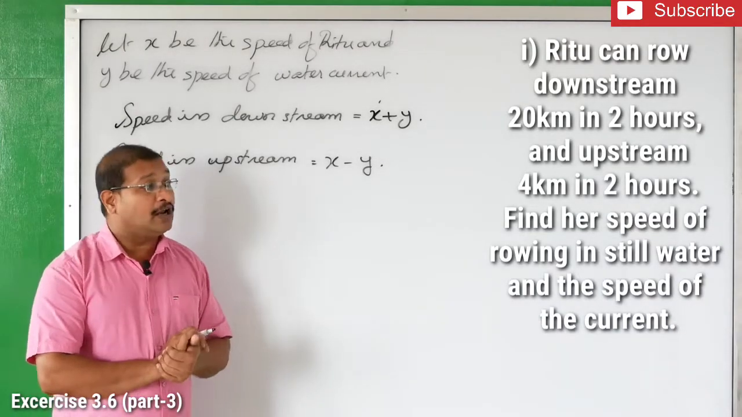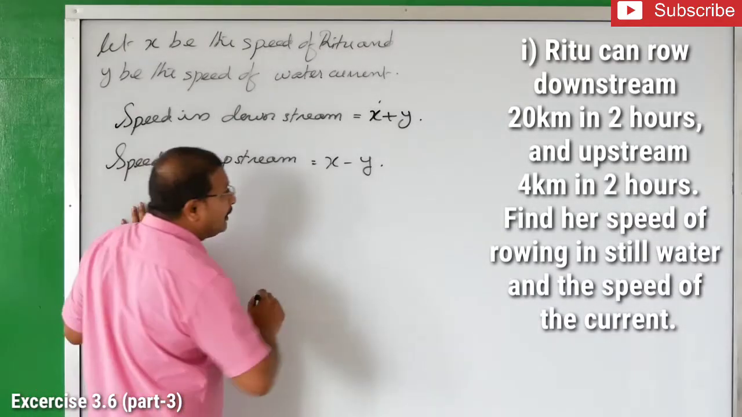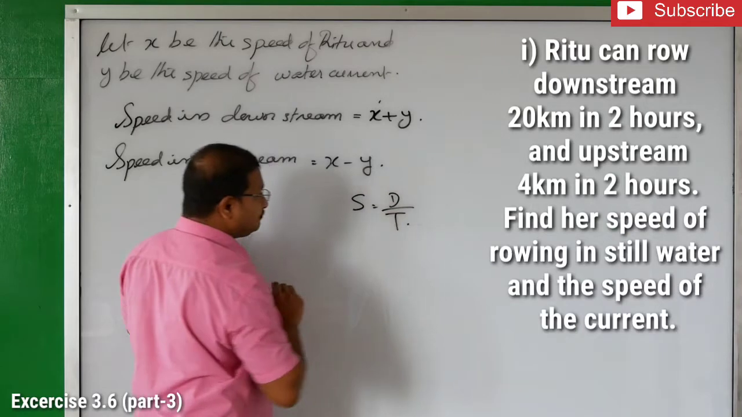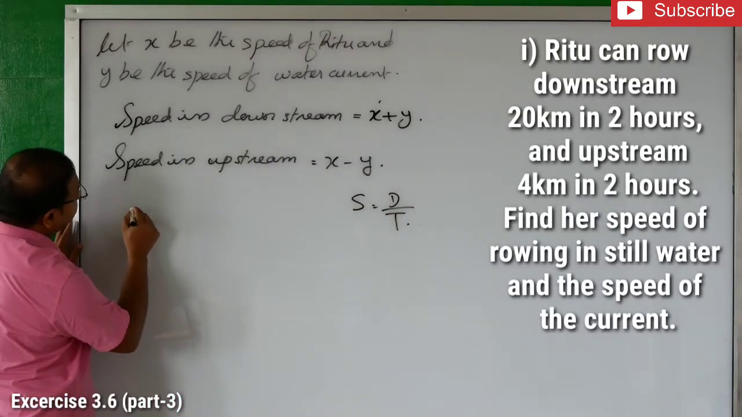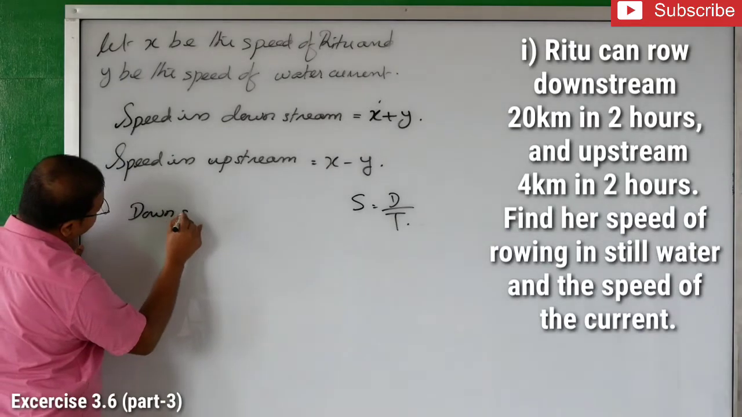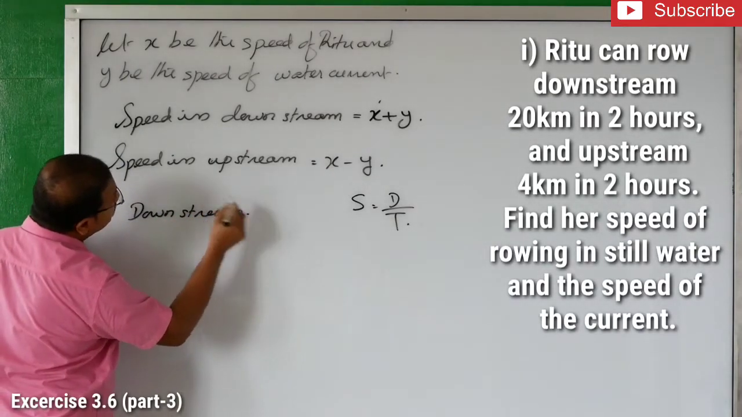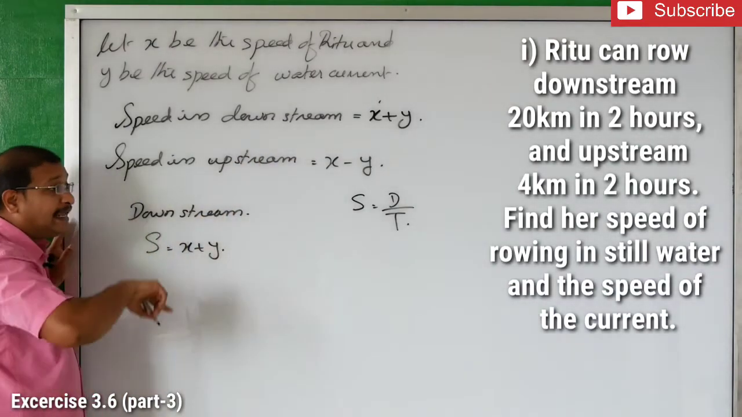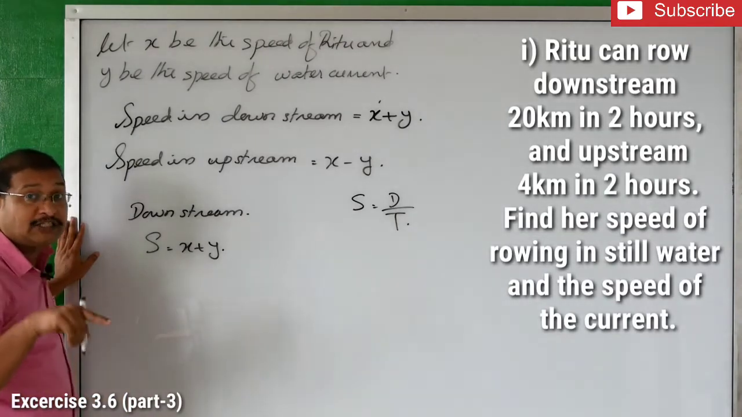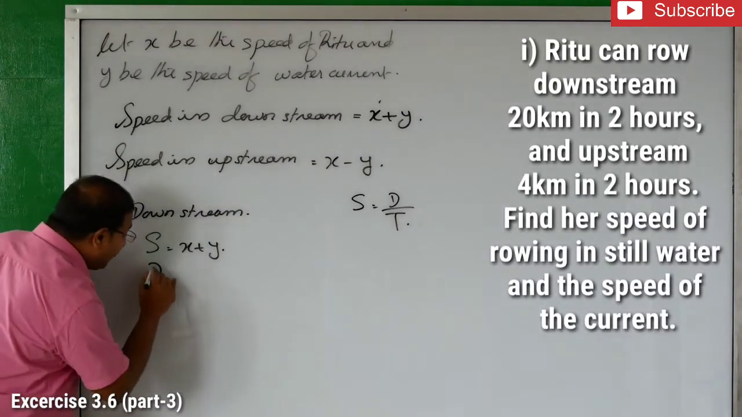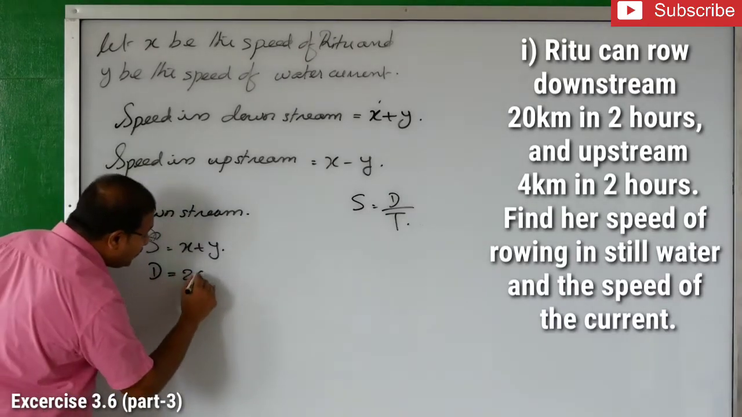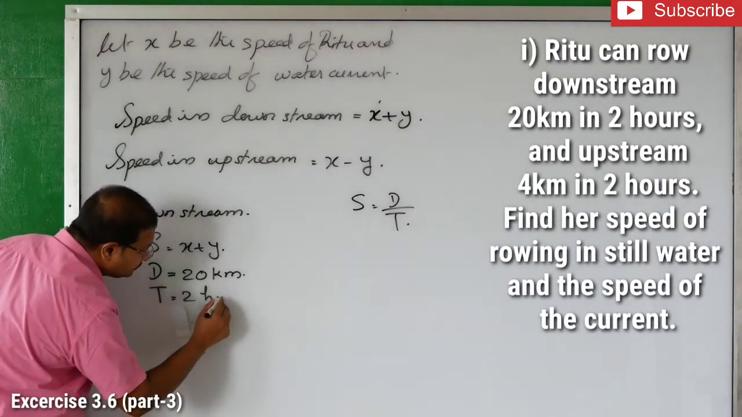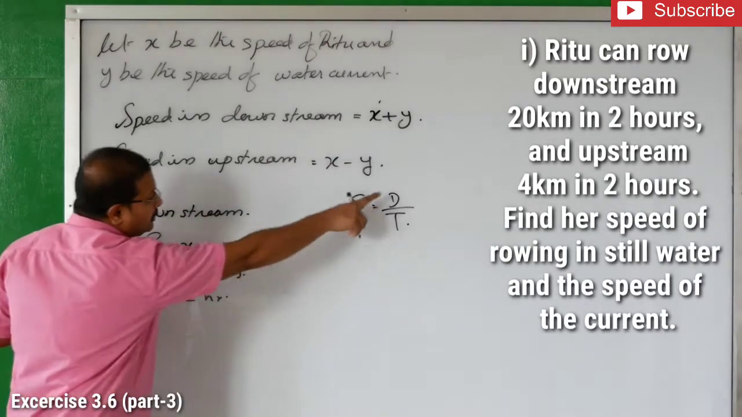Ritu can row downstream 20 km in 2 hours. We know one equation, that is speed equals distance by time. Now, if I am taking downstream, speed we got already, x plus y. And check it now, in the case of downstream, how much distance is Ritu moving? Distance traveled by Ritu in downstream is 20 km, isn't it? And of course, the time taken by her is 2 hours. Ready? And we know that speed equals distance by time.